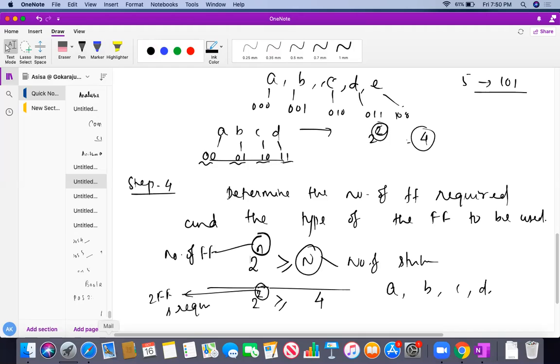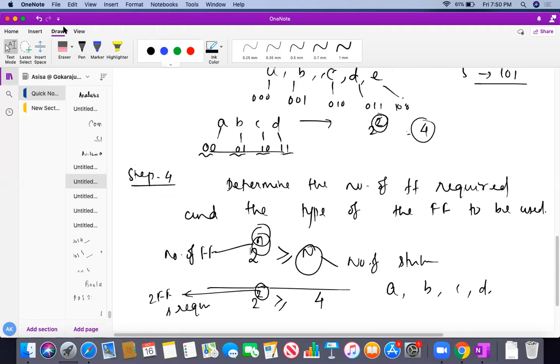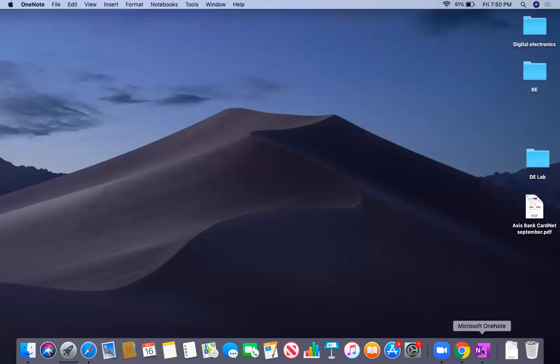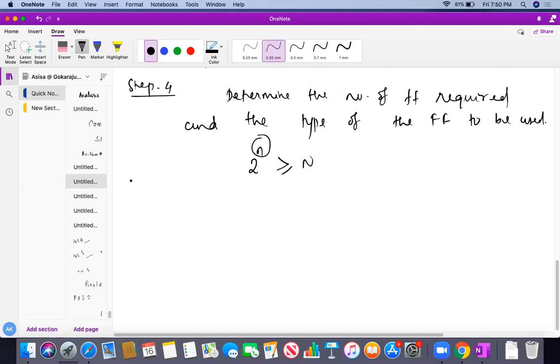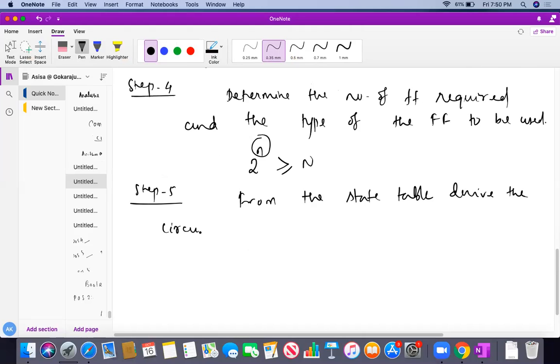Next, what is step 5? Step 5 is from the state table, derive the circuit excitation table and output table. Okay, this you can find out. I'll tell you how. And what is step 6?